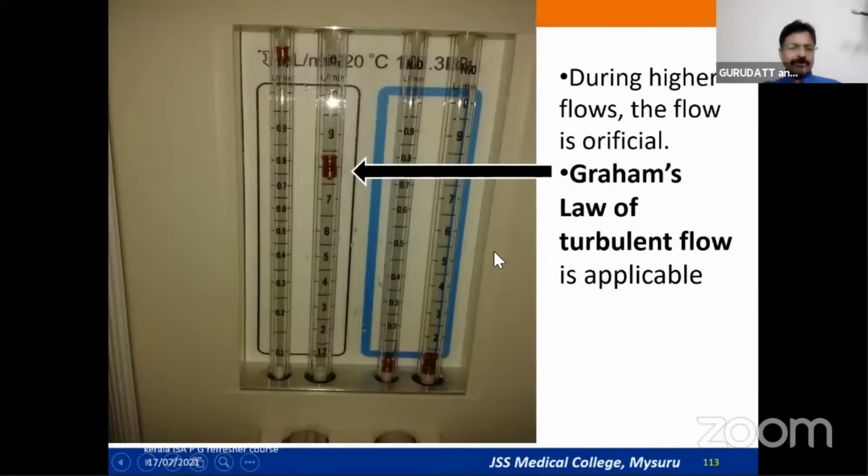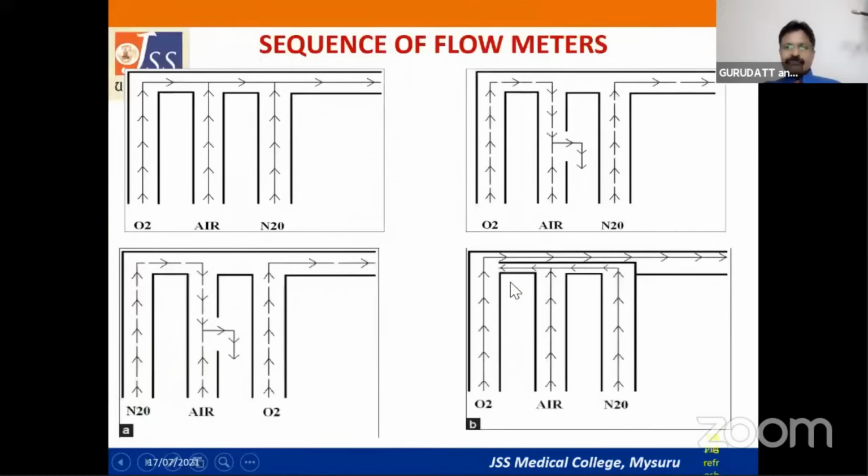Another very important thing for you to know, these flow meters are calibrated for that particular gas with a particular viscosity and density. So you can't interchange these flow meters. Suppose the oxygen flow meter is broken, you can't replace it with a nitrous oxide flow meter.